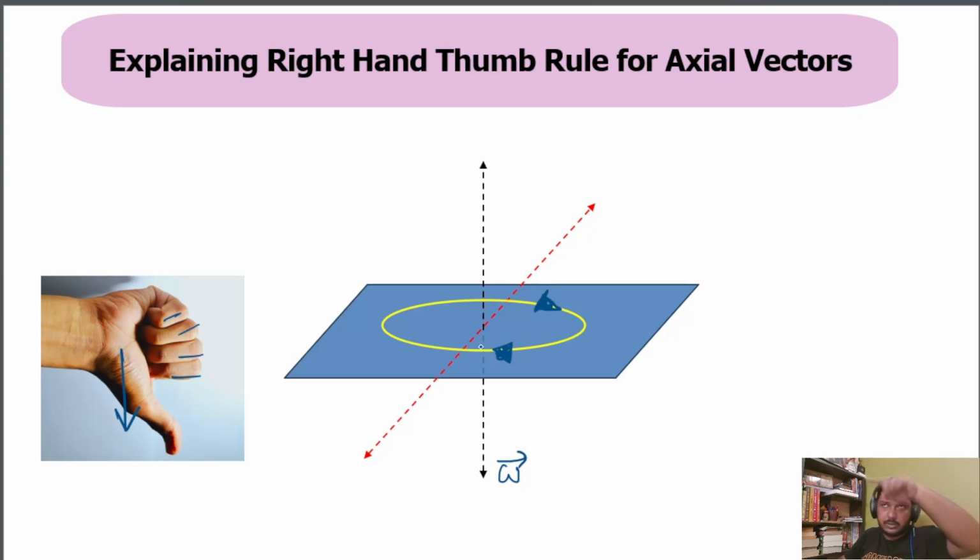So if you see something rotating clockwise, the angular velocity will be away from you. If you see something rotating in the anti-clockwise direction, the angular velocity will be pointed towards you.